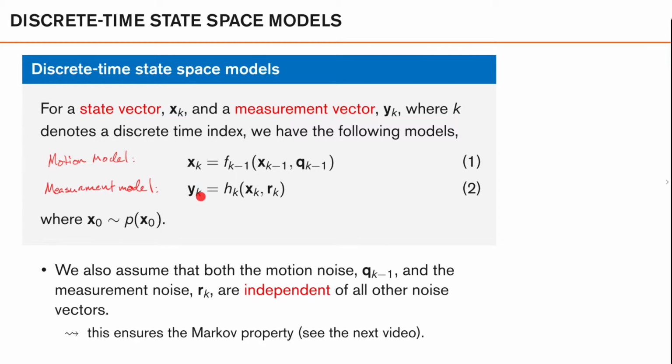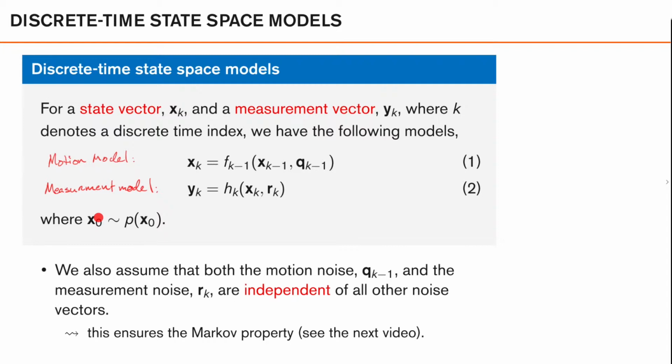Additionally, in our discrete time state space model, we also have a prior distribution of our state. This is the distribution of our state at time 0 before we make any observation. With this model, we can describe any general knowledge that we have about our state vector before we even make any observation. So these are the basic building blocks of a discrete time state space model.